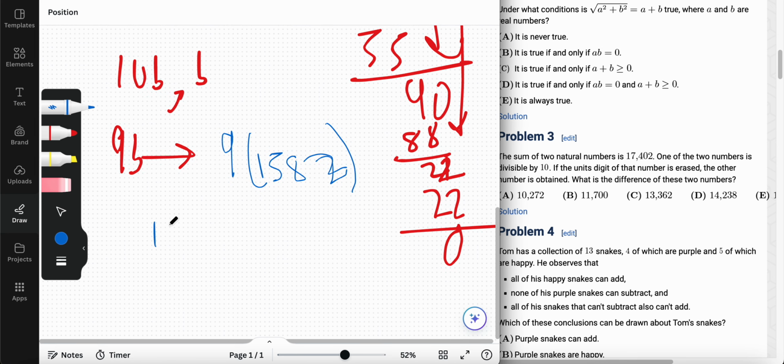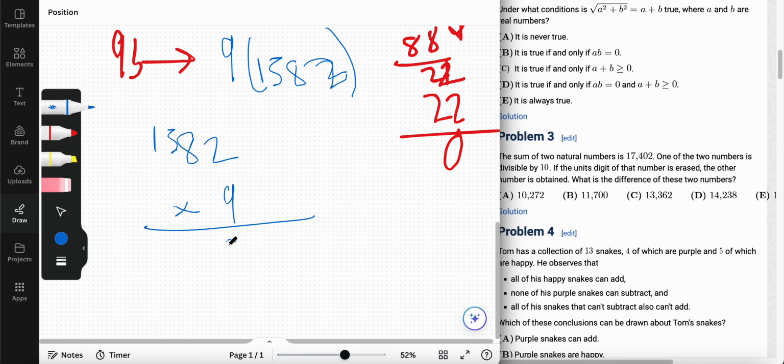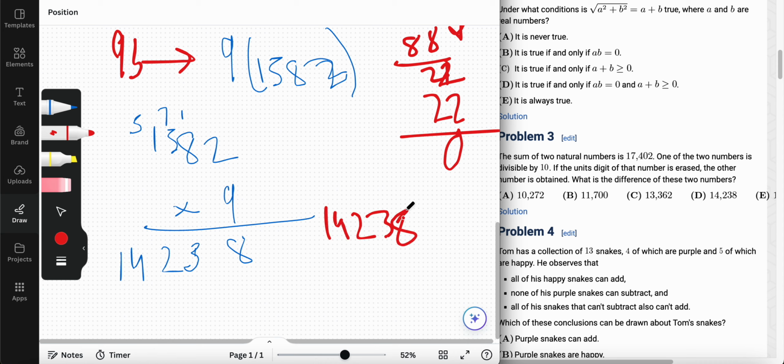So I'll do that over here. 1582 times 9. And then 45 plus 7, which is 52. So my final answer is 14238. That is what 9b is, which is the difference between these two numbers.